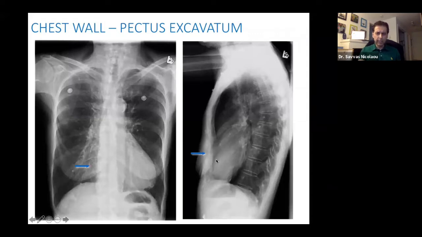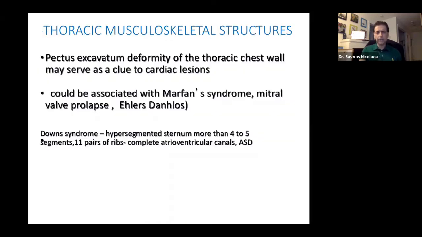The only significance is not to improperly call pathology in the right middle lobe, but also to understand that pectus excavatum deformities carry with them some associations of other congenital lesions, such as associations with Marfan syndrome. They have associations with cardiac dissections, mitral valve prolapse, and also Ehlers-Danlos syndromes.